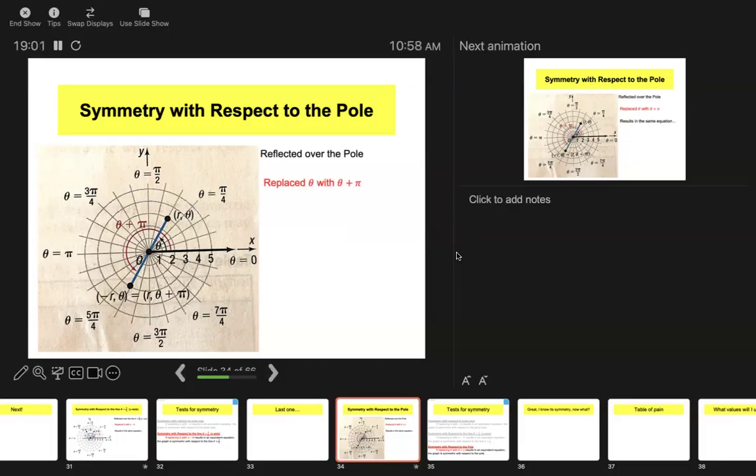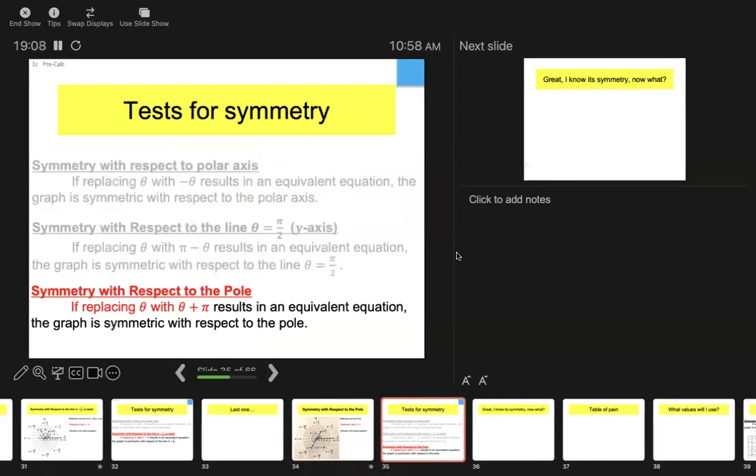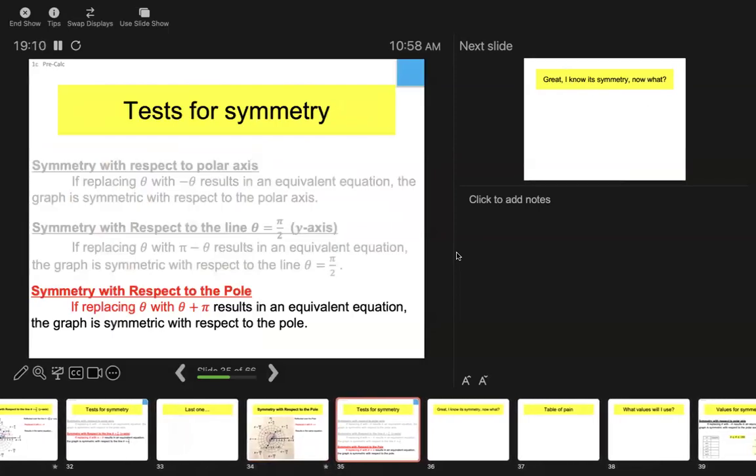Same idea. If you throw in theta plus pi and you get back to the original equation, then it has what's called pole symmetry. So if you replace theta with theta plus pi and you get back to the original equation, then it has pole symmetry.